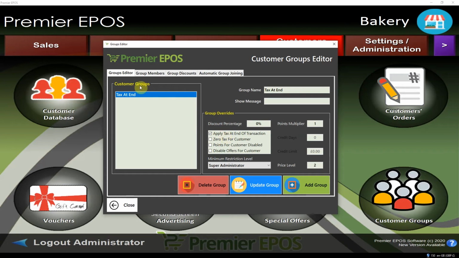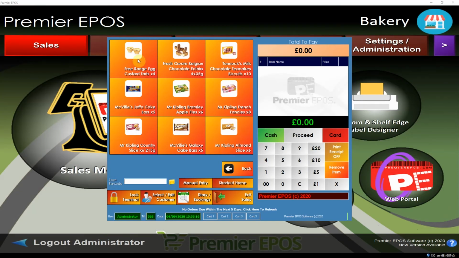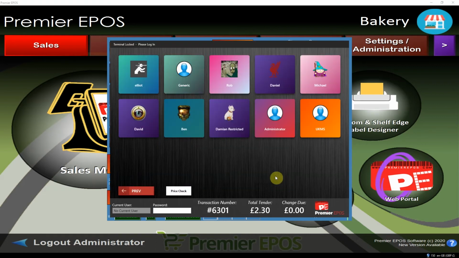I've thrown a couple of customers in there already. So what this actually does for me: if I go to my sales screen and, for example, throw a couple of items in like that, I'll cash them off just so you can see the difference. I'll log back in now.